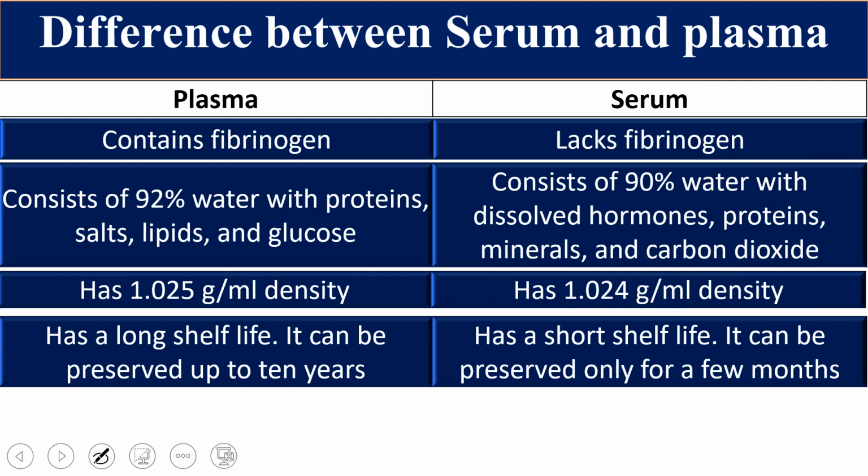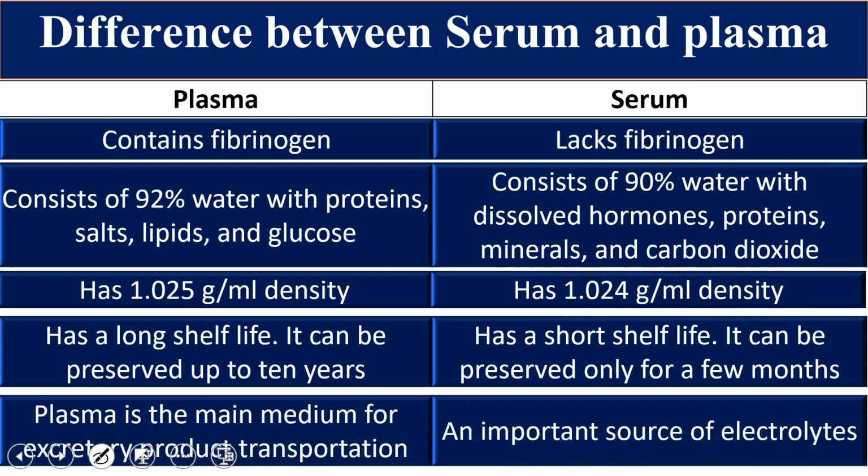Plasma has a long shelf life. It can be preserved up to 10 years, whereas serum has a very short shelf life. It can be preserved only for a few months, even if you use all the techniques. Plasma is the main medium for excretory product transportation in our body. All the components in our body are transported from one place to another through the plasma only. Whereas serum is an important source of electrolytes. Plus, the cells are hanging in the clots.